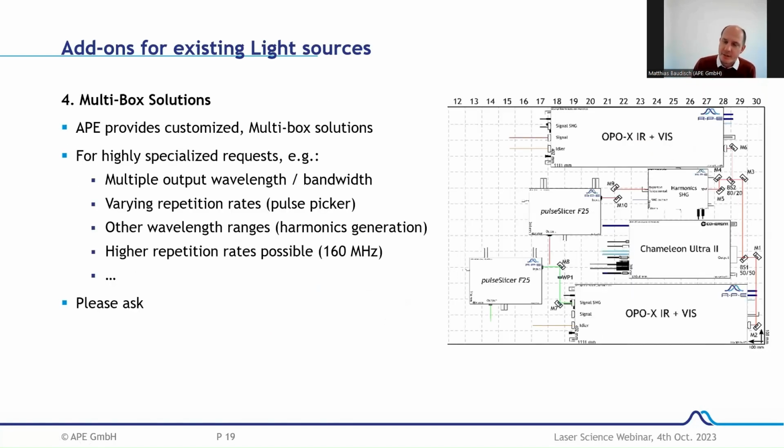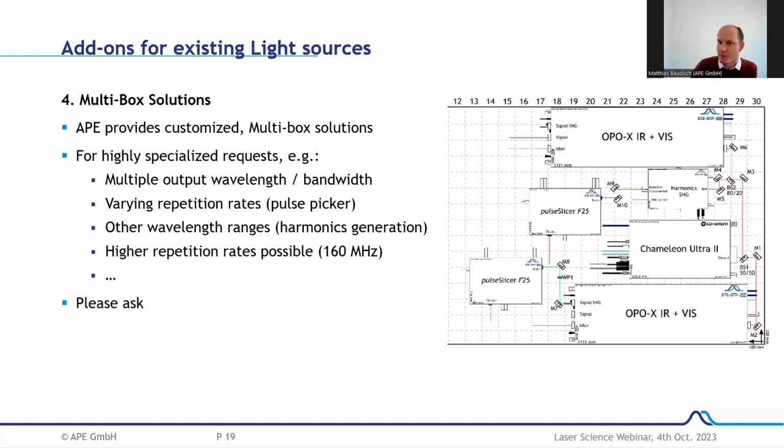And then the last option to extend your existing system are essentially multi-box solutions. This means since we have all these devices, it's very easy for us to also adjust for all kinds of custom requests. So you want multiple output wavelengths, bandwidth. You want varying repetition rates with the different output beams. You want other wavelengths if possible. You want higher repetition rates, and all this kind of thing. So there are a lot of possibilities.